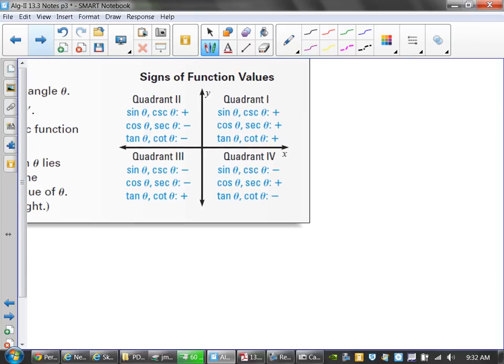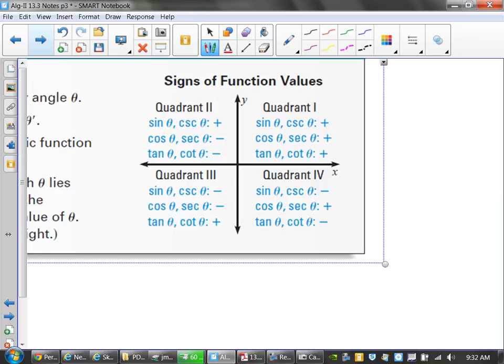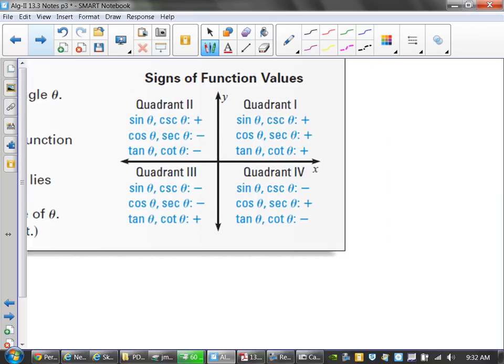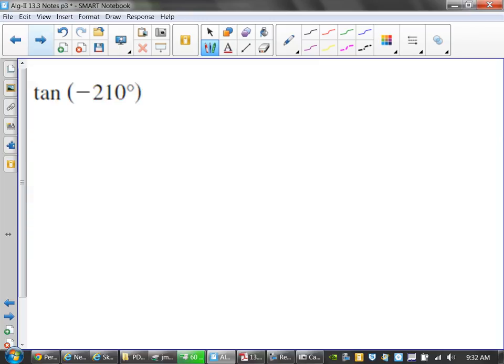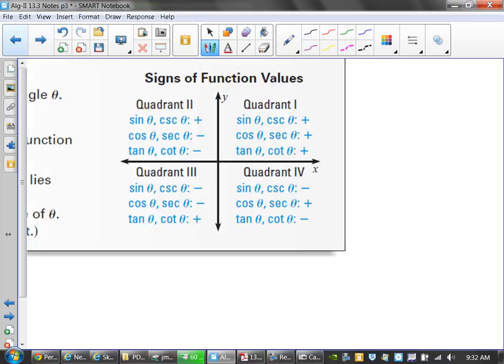Now, the book writes it out as a very generic chart of where everything's positive and negative. I don't like to show this for a long period of time, because I think it is more important that if you know where sine and cosine are positive and negative, everything else just falls into place, without having to overburden yourselves. And we'd already talked about that. If sine and cosine are both positive, tangent's positive. Sine and cosine are both negative, tangent's positive.